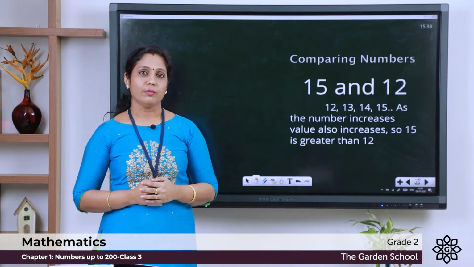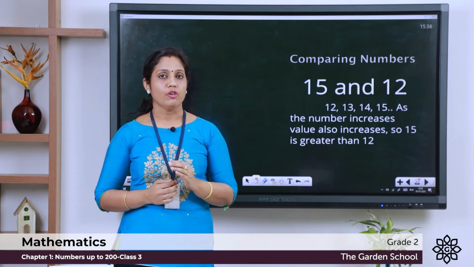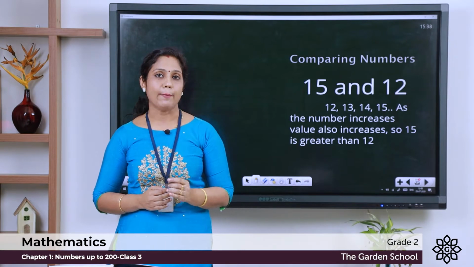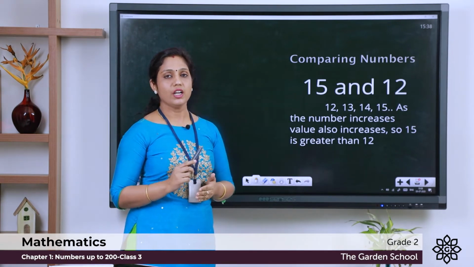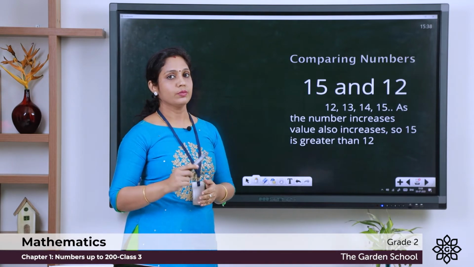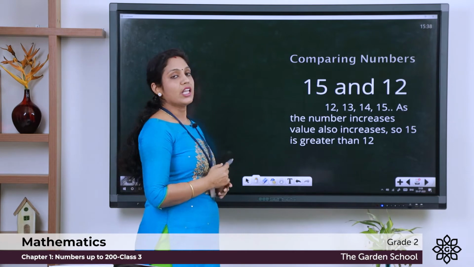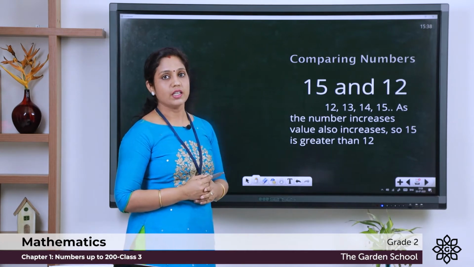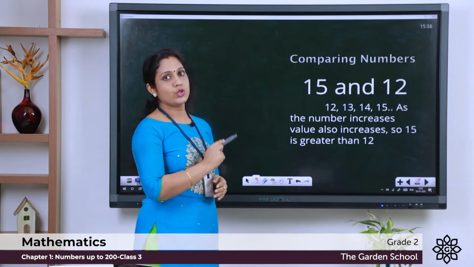Let's take another number. Here we have 15 and 12. We have to find out which number is greater. Let's count. 12, 13, 14, 15. So, the number increases. As the number increases, the value also increases. So, we can say 15 is greater than 12.